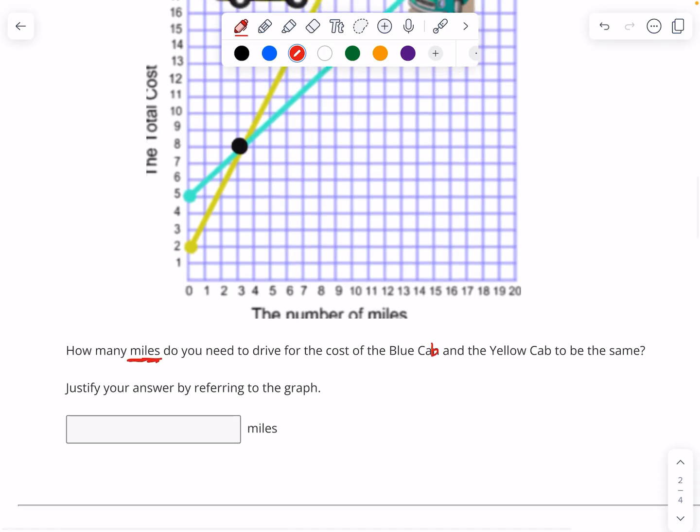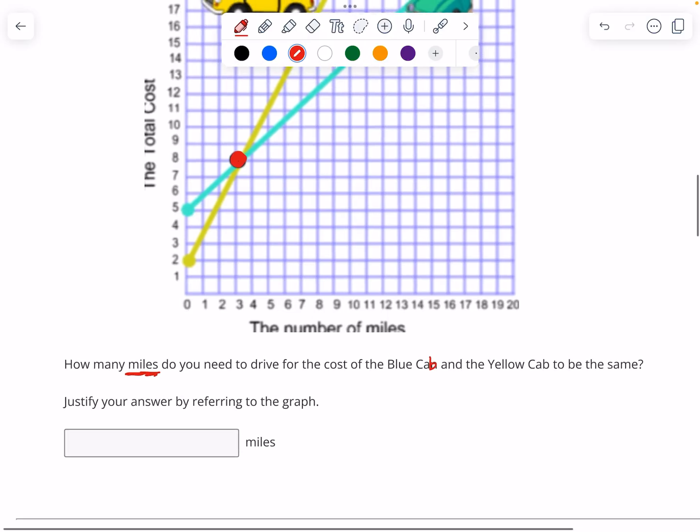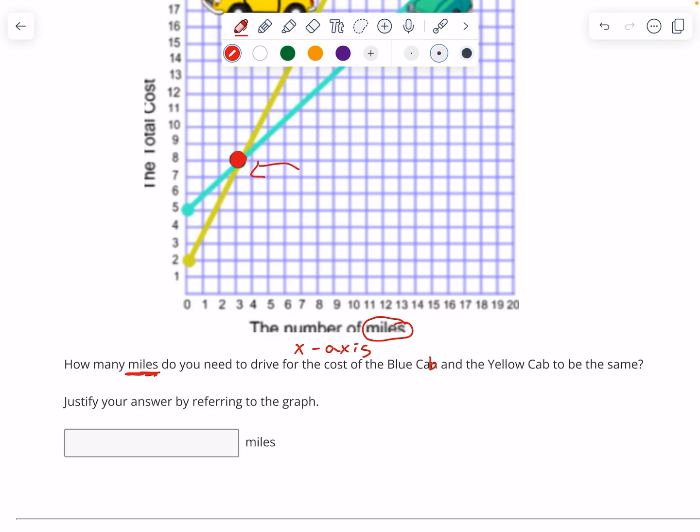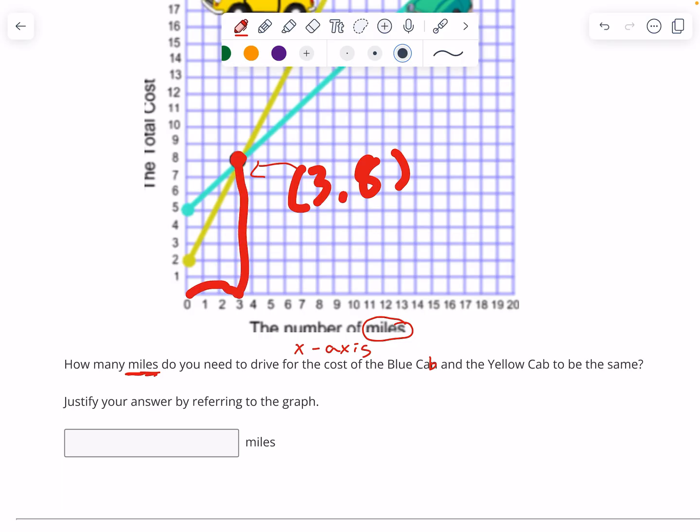We're looking for miles. I am seeing a point where these are the same, right here. And we just have to pick out the number of miles that is related to that point. My x-axis has to do with miles. So if I'm looking at my point, that point is 3 comma 8. 3 comma 8. Because you're going over 3, up 8.